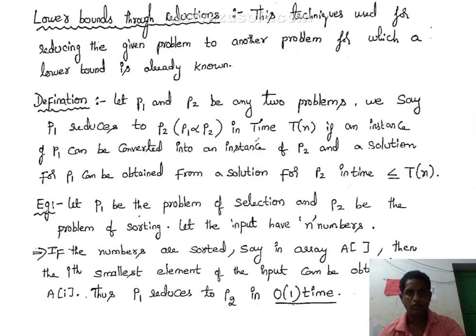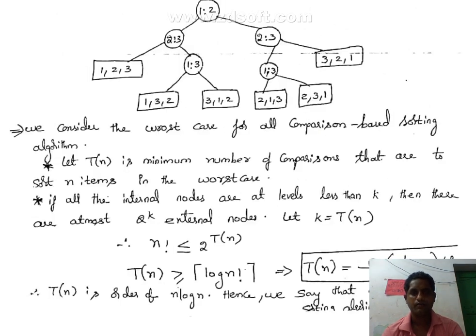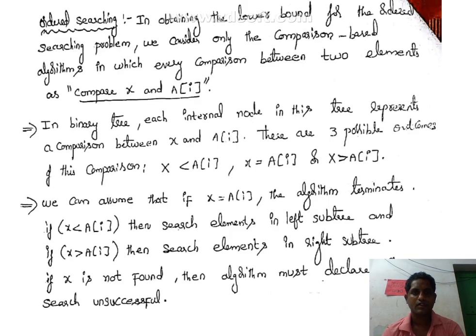So the lower bound theory, it is used for reducing the given problem to another problem for which a lower bound is already known. So what is the lower bound theory? The complexity is O of one time. In that way, in order searching, we have to compare with the searching and sortings.